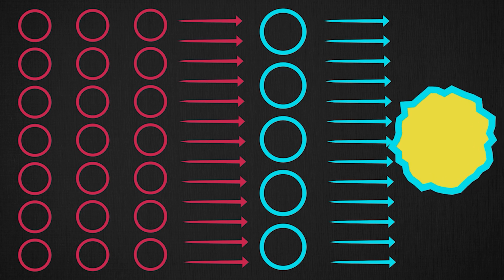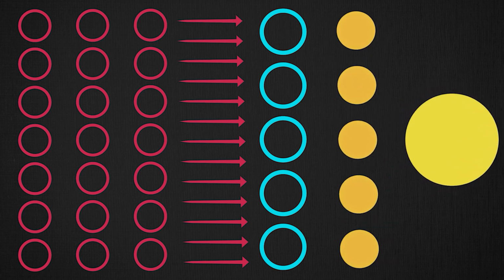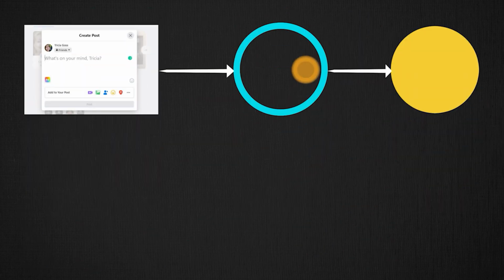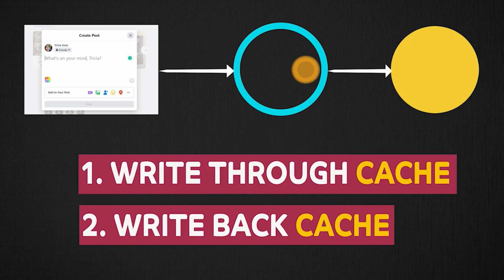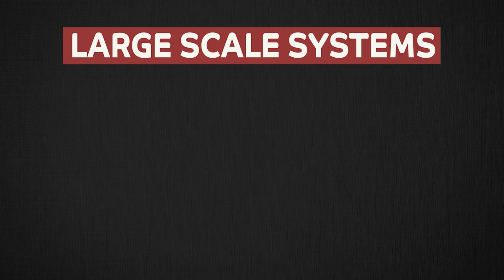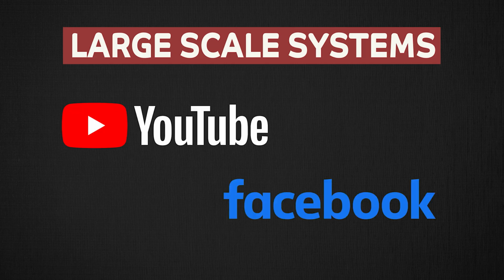In my previous video, we discussed what caching is, how caching can help us speed up systems, and the two popular ways of caching, write through and write ahead. In this video, we'll see how caching is being utilized by large-scale systems such as YouTube or Facebook.